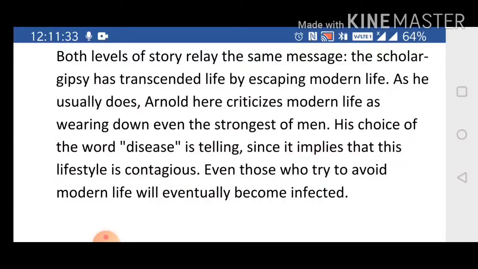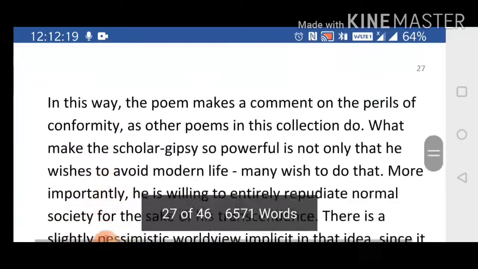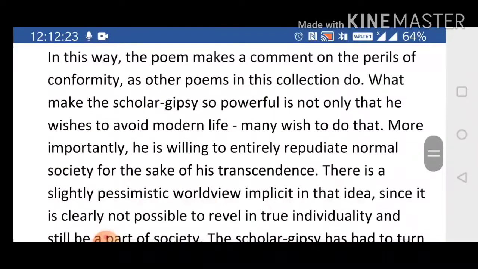The scholar gypsy has transcended, meaning he has gone beyond or risen higher than life by escaping modern life. As he usually does, Arnold here criticizes modern life as wearing down even the strongest of men. His choice of the word disease is telling, since it implies that his lifestyle is contagious. That is, the speaker also would like to live that lifestyle. Even those who try to avoid modern life will eventually become infected. In this way, the poem makes a comment on the perils of conformity, as other poems in this collection do.